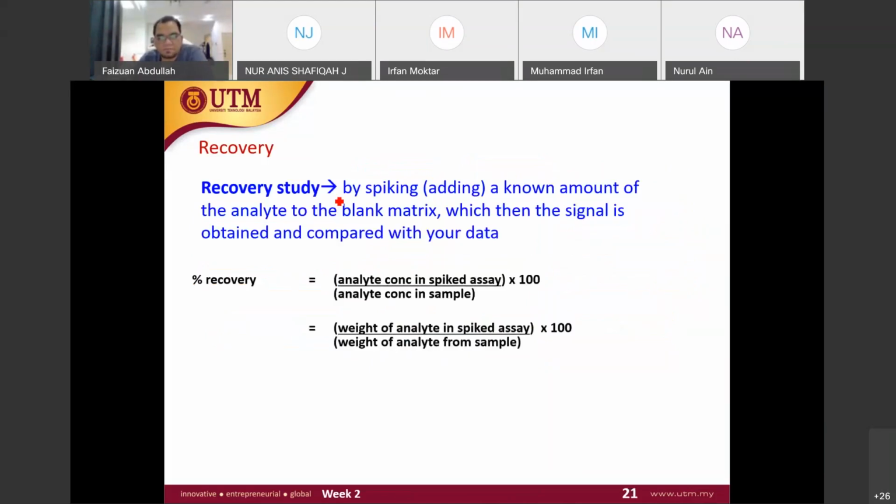Recovery studies are done by spiking or adding a known amount of the analyte to the blank matrix, and then the signal is obtained and compared with your data. So percentage of recovery is the analyte concentration in spike assay divided by analyte concentration in the sample, times 100. Or weight of analyte in spike assay divided by weight of analyte in spike sample, times 100.